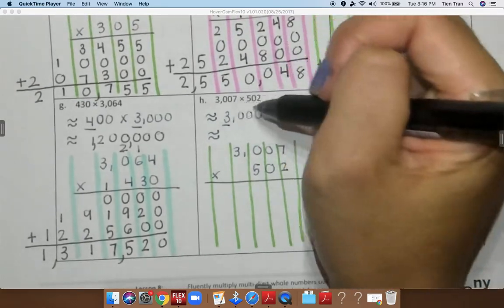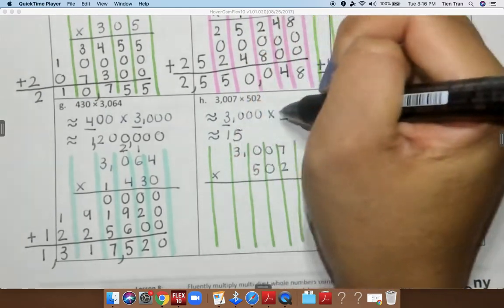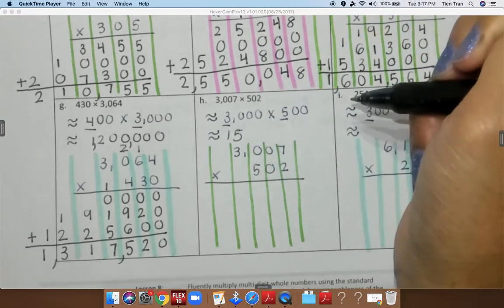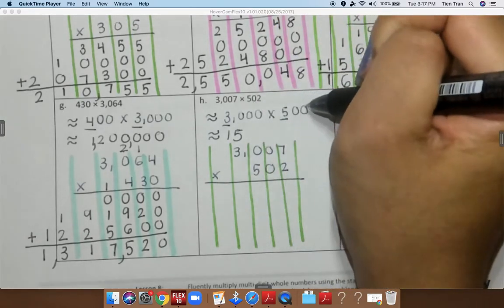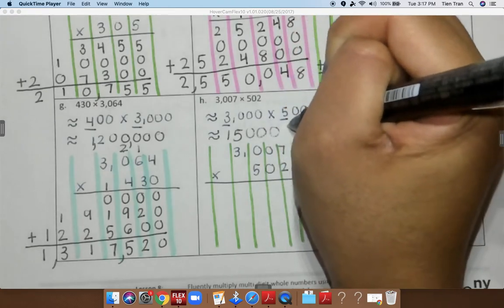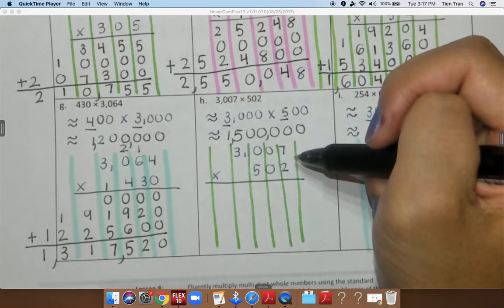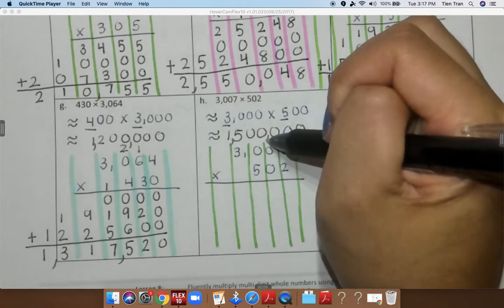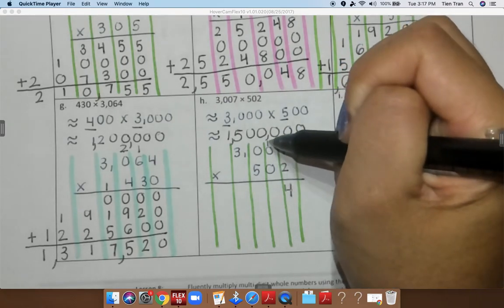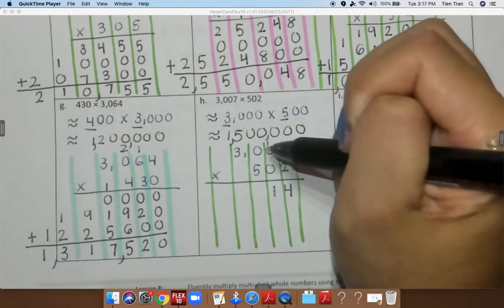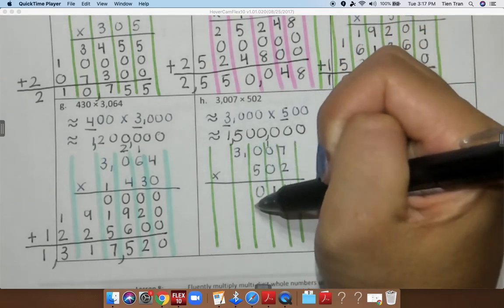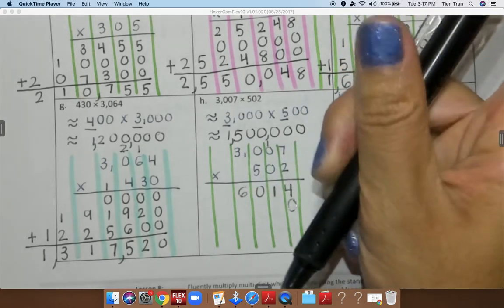I'm multiplying 3 times 5, which is equal to 15, and I am adding the zeros at the end. So I have 1, 2, 3, 4, 5 zeros at the end. And what I am doing here is I'm multiplying. 7 times 2 is 14. 2 times 0 is 0, plus 1 is 1. 2 times 0 is 0. 2 times 3 is equal to 6. Bring down my 0.